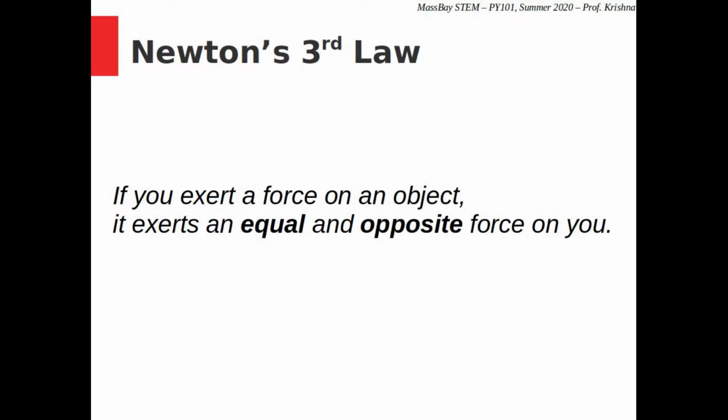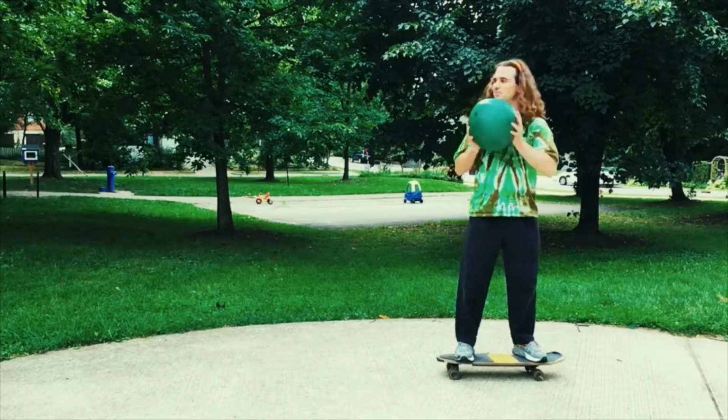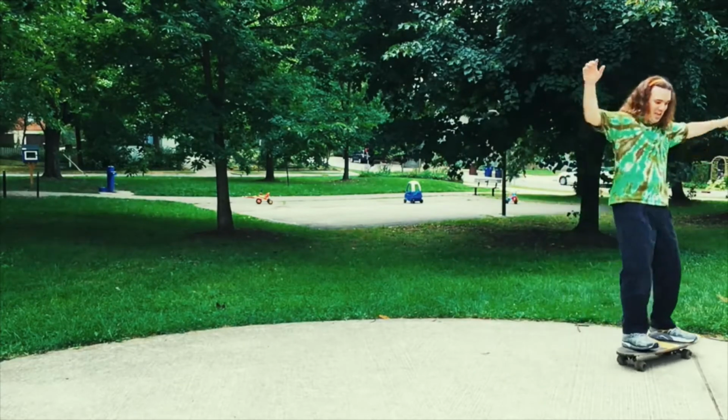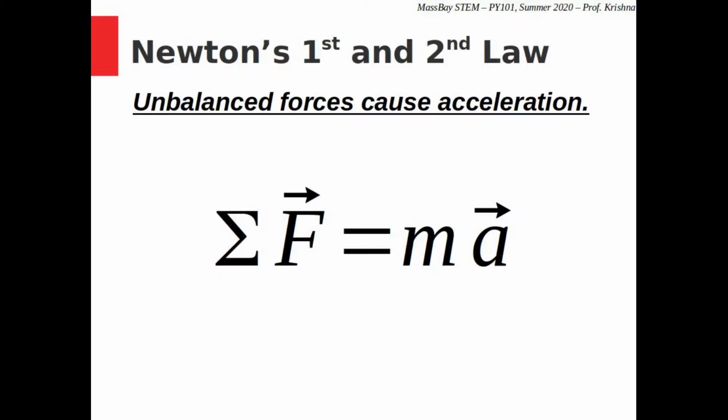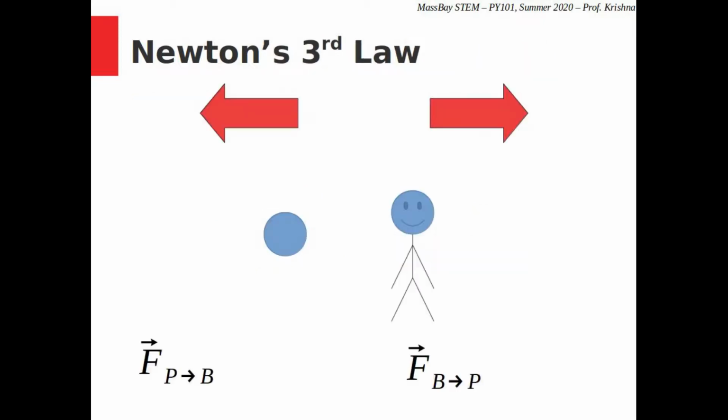But if the forces are equal, why doesn't he move with the same acceleration as the ball? Newton's second law tells us that force is related to acceleration through mass. The same force applied to a heavy object must produce a small acceleration, and that's what we see. The ball is light, so the same force produces a large acceleration. But the character has a much greater mass, so the same force produces a smaller acceleration on him.